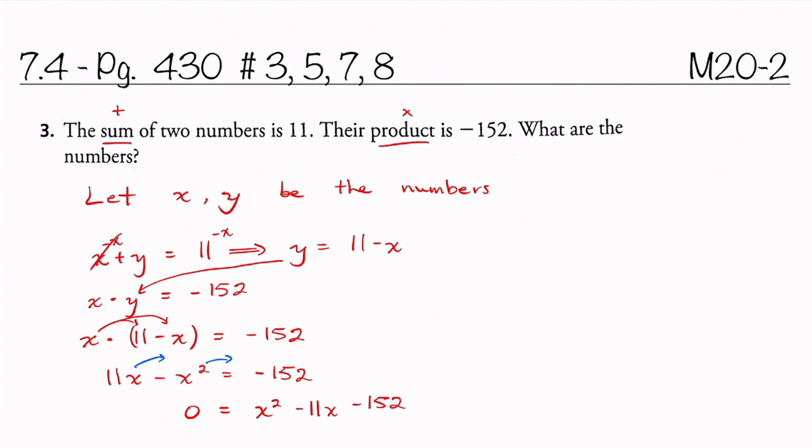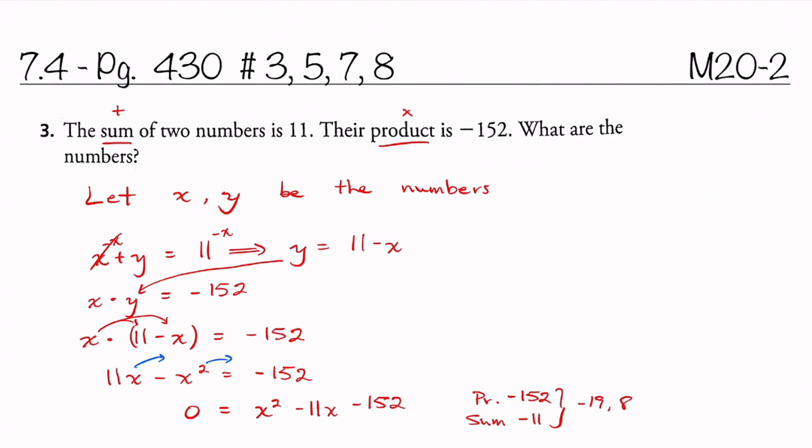Okay, so now we've got a quadratic equation. And to solve this, we're going to try to factor it. So we want to find a product of negative 152 and a sum of negative 11. You can try to think about those numbers. And those two numbers are going to be negative 19 and 8.